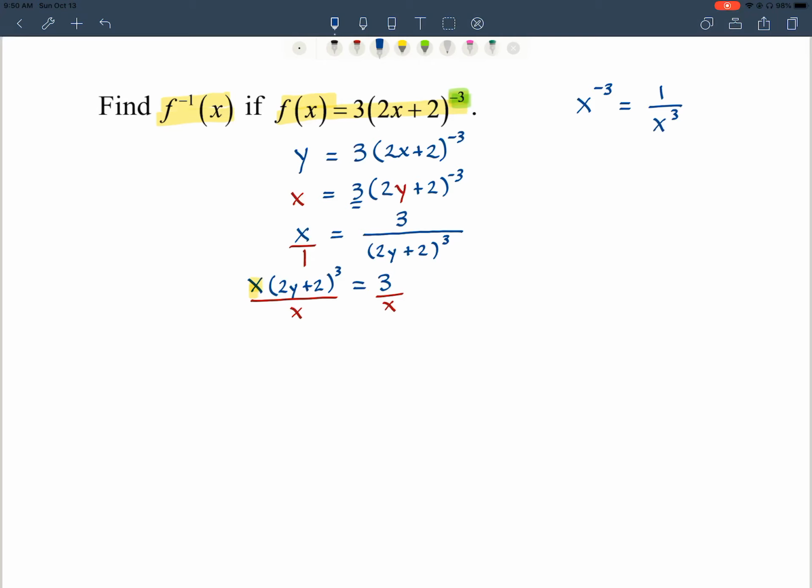So we now have that (2y + 2)^3 should be equal to 3 divided by x. And you probably got the hang of it by now, but let's just see. We're going to undo our cube here by taking the cube root of each side.